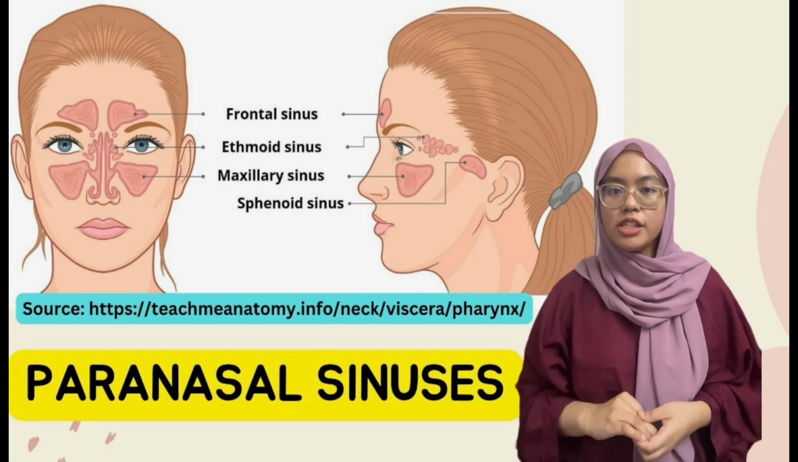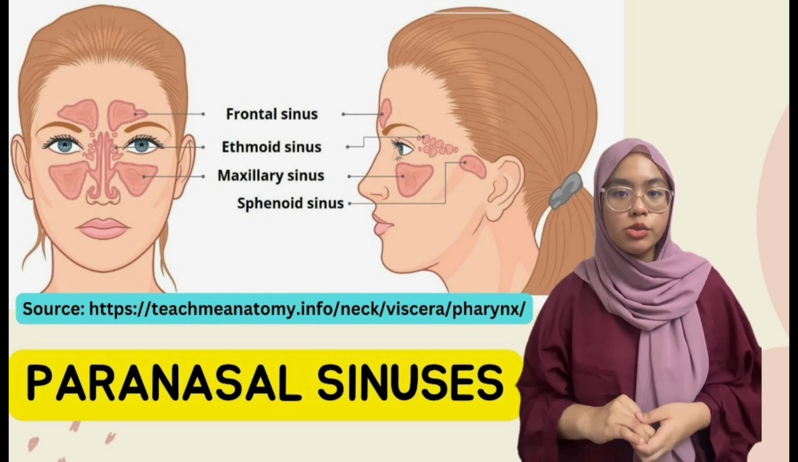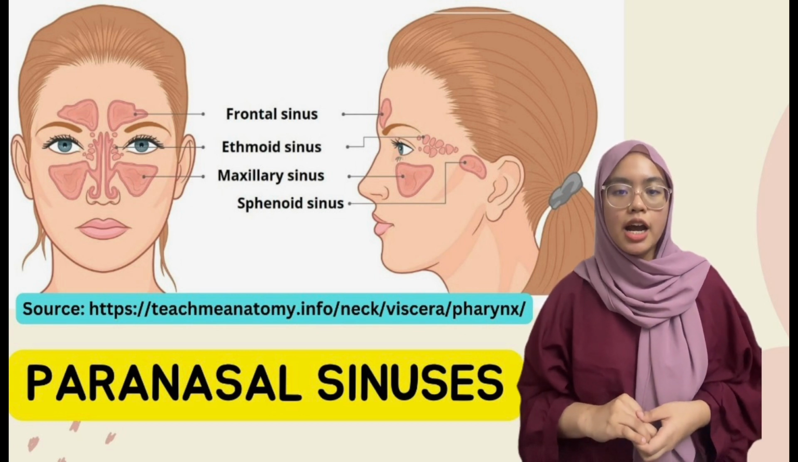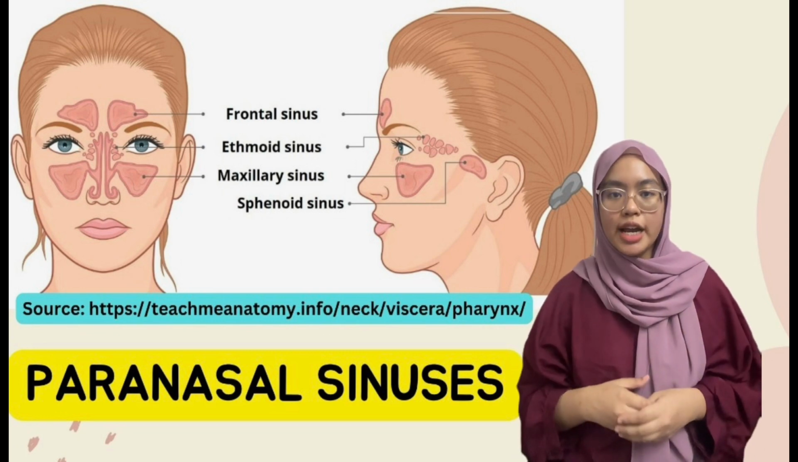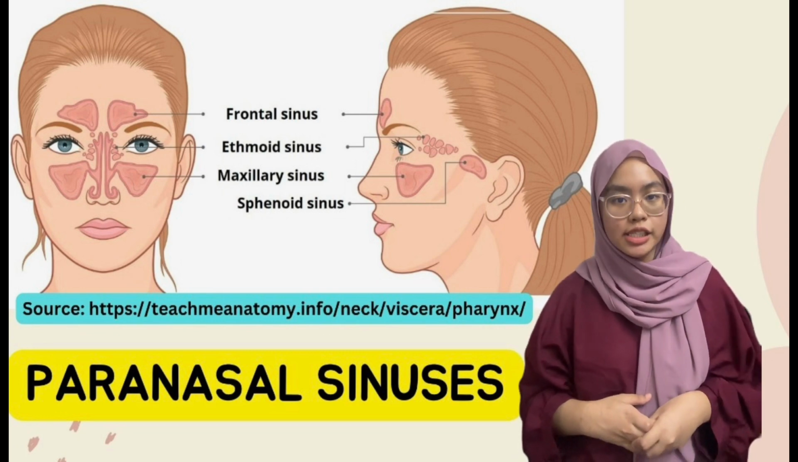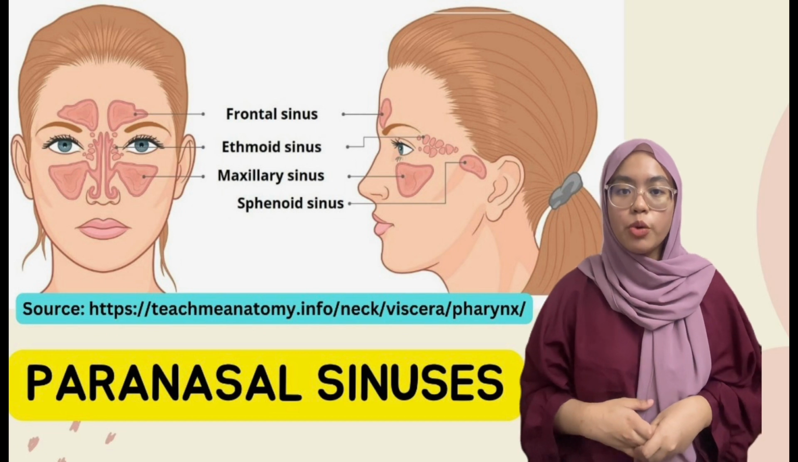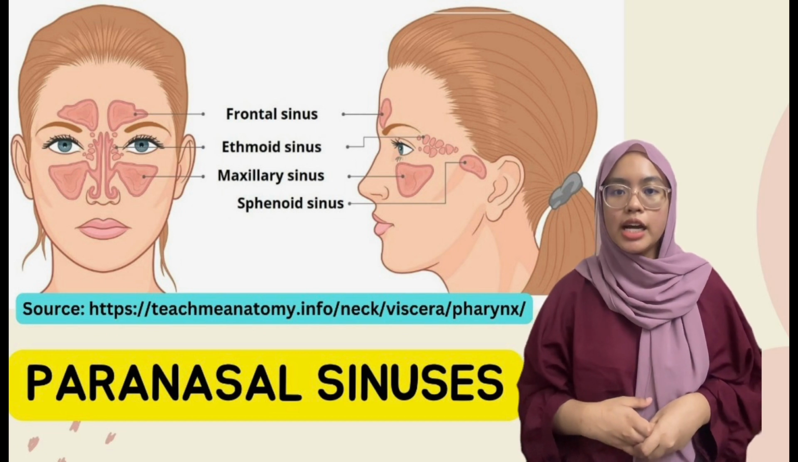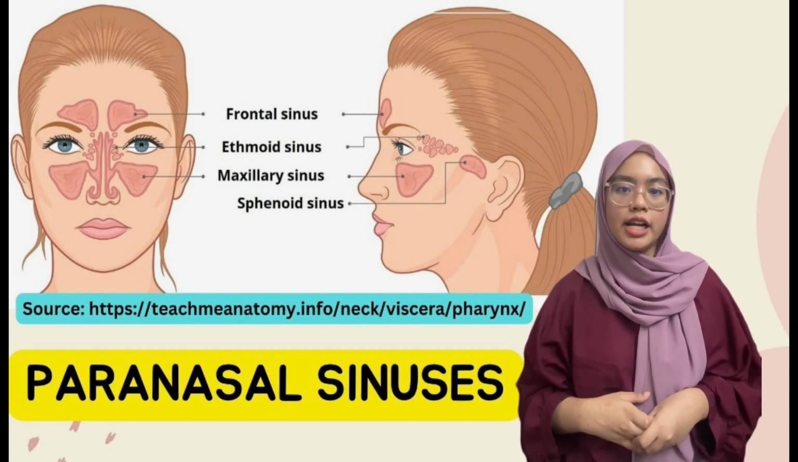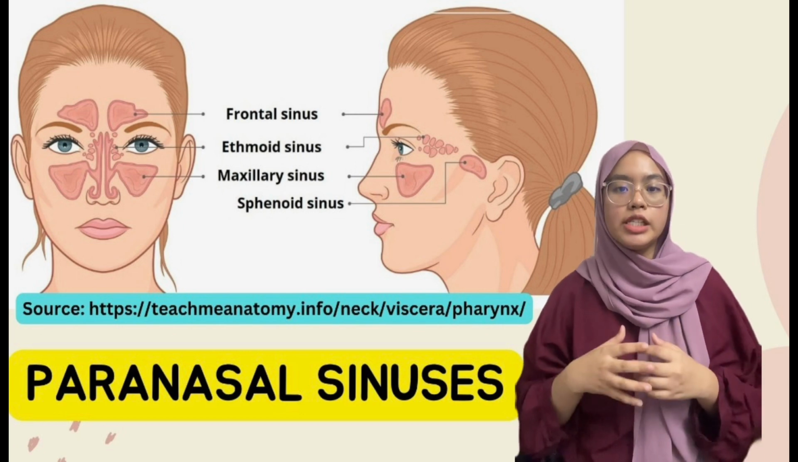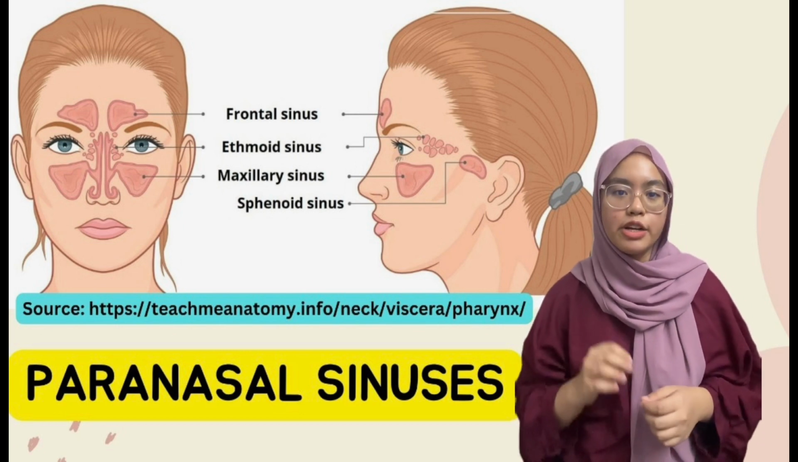Third one is the maxillary sinuses, which are the largest of the paranasal sinuses, located in the maxillary bones under the eyes. Lastly, the ethmoid sinuses, which are located in the ethmoid bones between the nose and the eyes, are irregularly shaped air cells that are separated from the orbital, which is the eye cavity, by only a thin layer of bone.